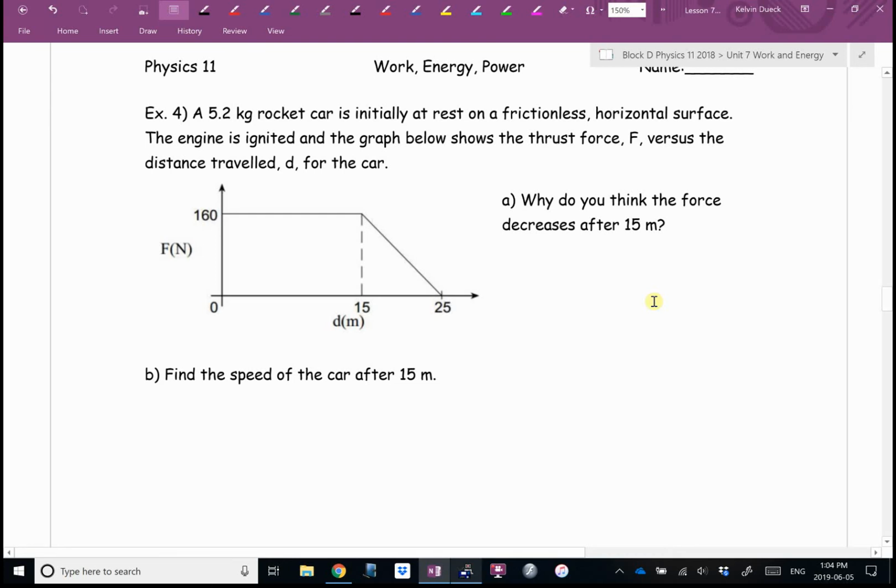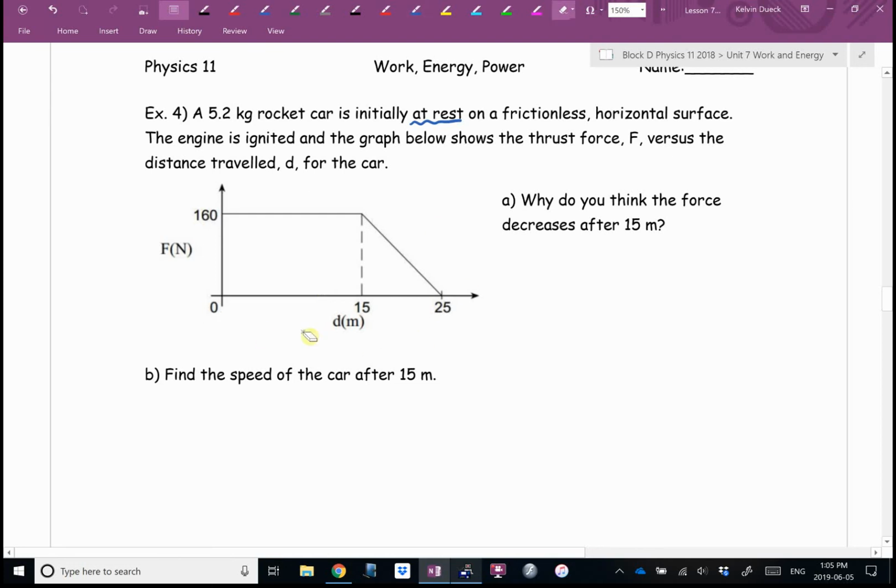It says, a rocket car is initially at rest on a, I should probably mentally or physically underline that, on a frictionless horizontal surface. Okay, horizontal, so no change in height. The engine is ignited and the graph below shows the thrust force versus distance traveled.